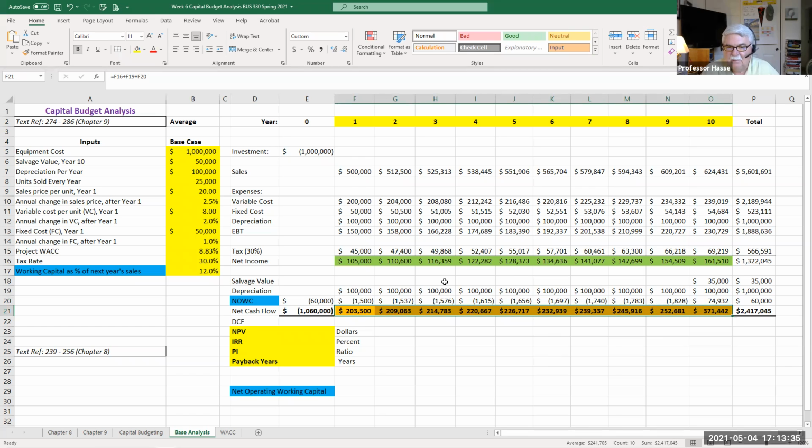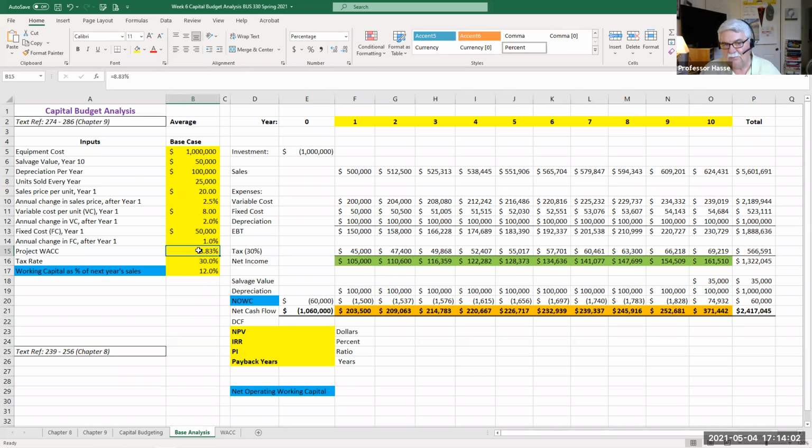Net income plus salvage value after tax plus depreciation minus working capital requirements plus the add back of the working capital, and we get our net project cash flow. Then we can do the 4 methods of determining our return analysis, which we talked about last week as well. Our discounted cash flow at the cost of capital of 8.83%.